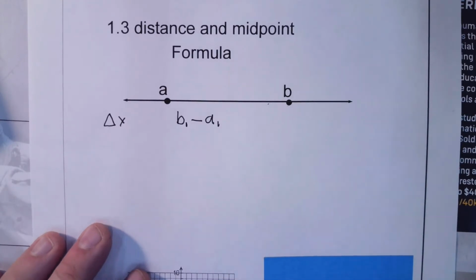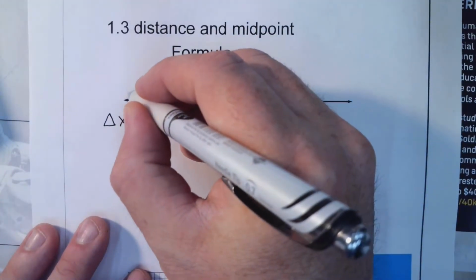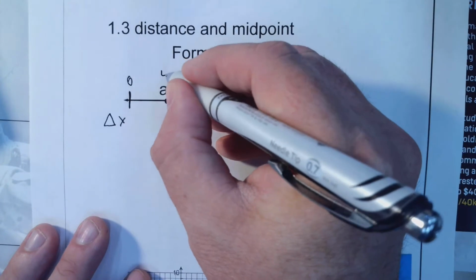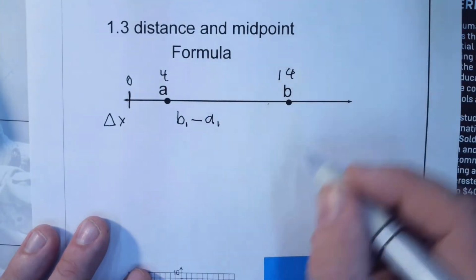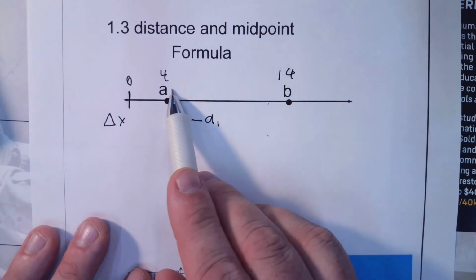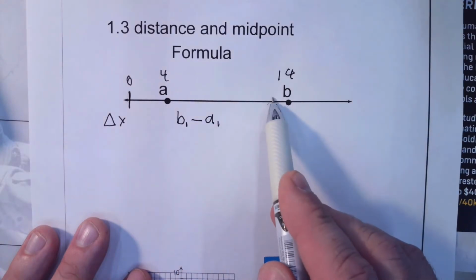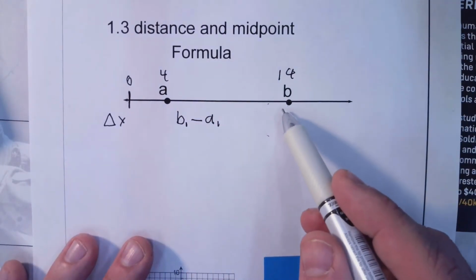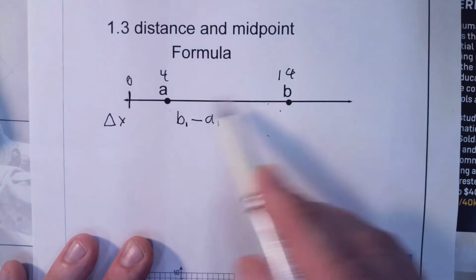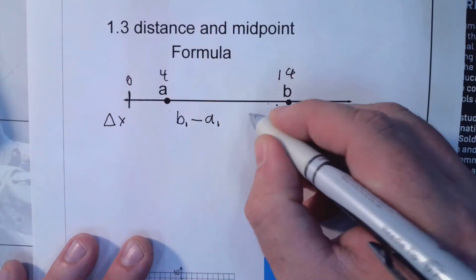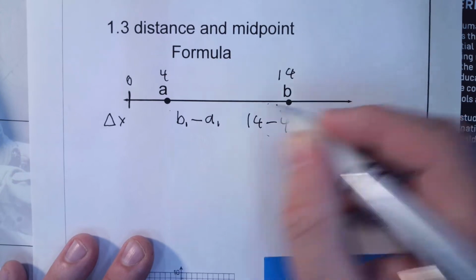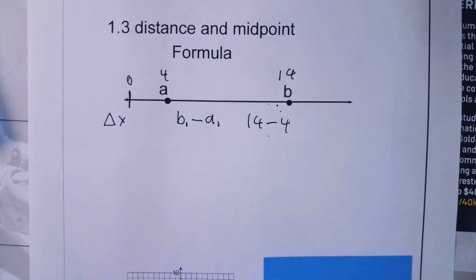And so I'll give you an example. Let's say that this right here is 0, this is 4, and this is 14. What's the distance between A and B? 10. You can even do that in your head, right? That makes sense. If you start at 4 and go to 14, that's 10. So you just did 14 minus 4. So that's the basics behind this.